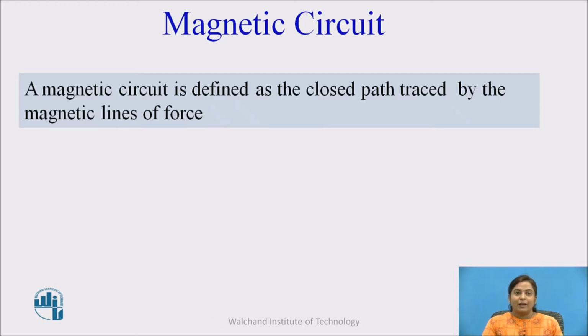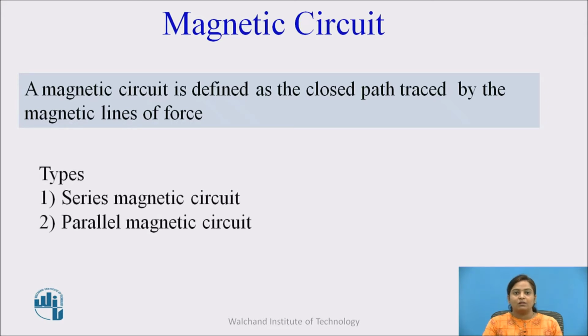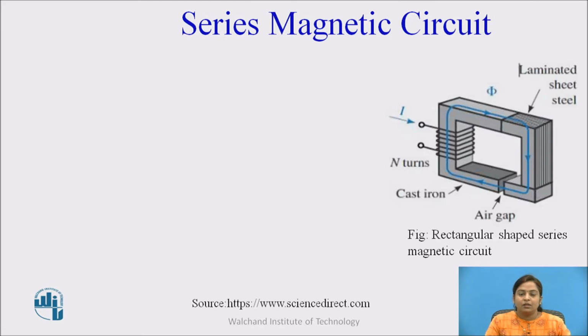Okay. So the magnetic circuit is defined as a closed path traced by the magnetic lines of force. The magnetic circuit is broadly classified into two types: series magnetic circuit and parallel magnetic circuit. Let us see the introduction to the series magnetic circuit.